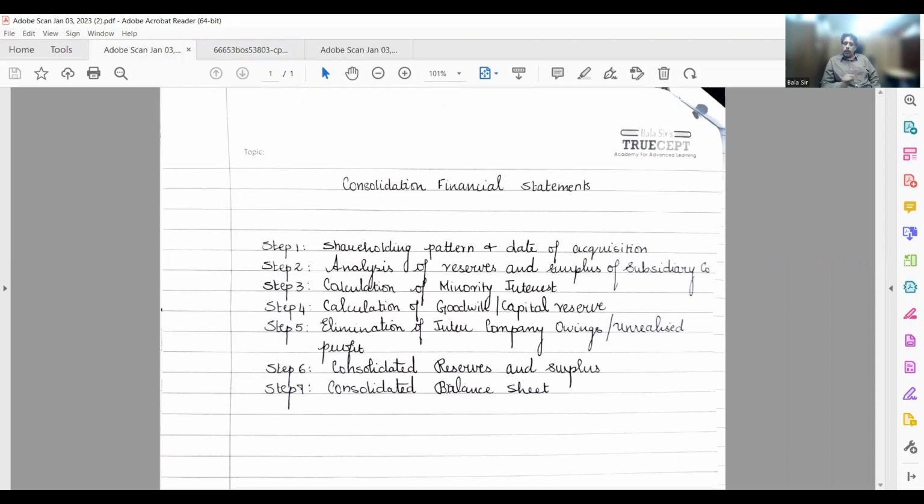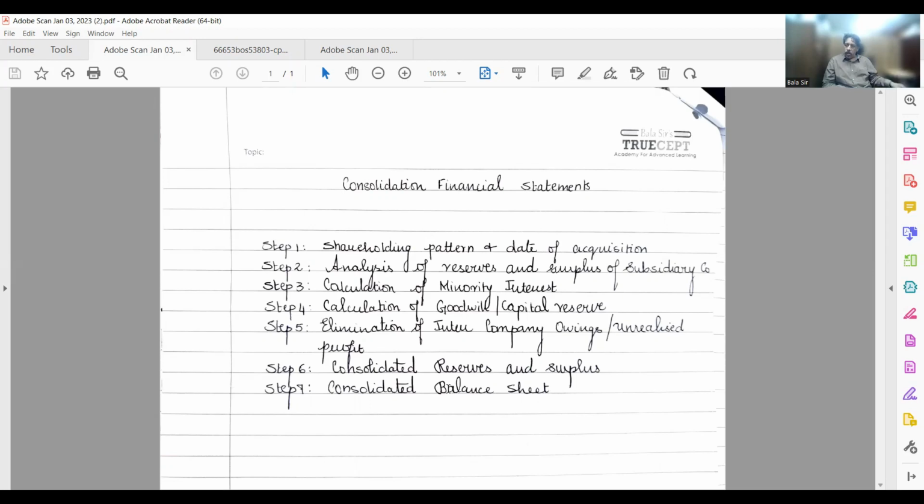Refer to step number 1. You have to get the shareholding pattern. For example, 9,000 shares upon 10,000 shares is 90%, and 1,000 shares upon 10,000 shares is 10%. Also you have to specify the date on which I bought 9,000 shares in your company. So I got to get the shareholding pattern and also the DOA, the date of acquisition. That's the first step.